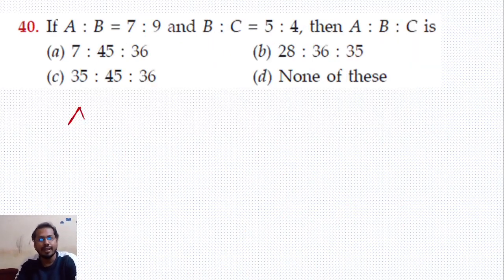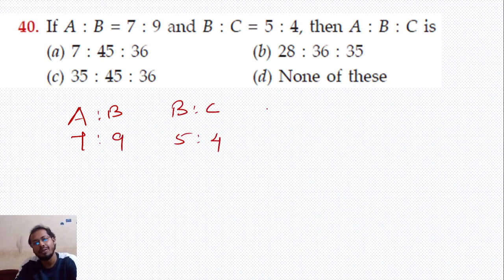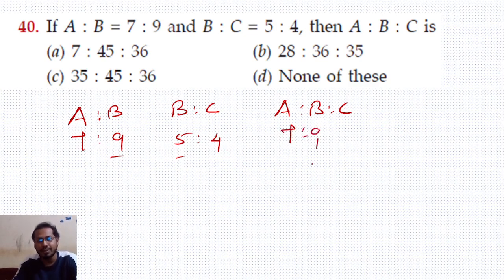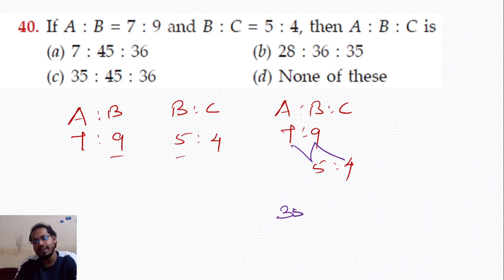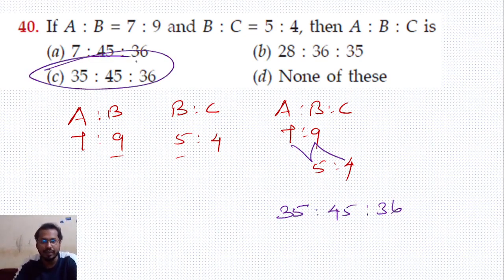Final question. A is to B is 7 is to 9. B is to C is 5 is to 4. Then what is A is to B is to C? Very basic. B values are different. So write 7 is to 9 and 5 is to 4. So I want to multiply this in zigzag method. 7 5s are 35. 9 5s are 45. And 9 into 4 is 36. Right? 35, 45, 36. This is the final answer.